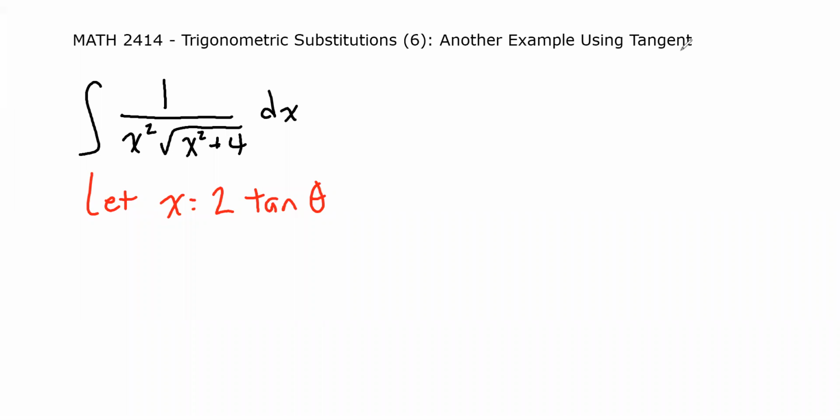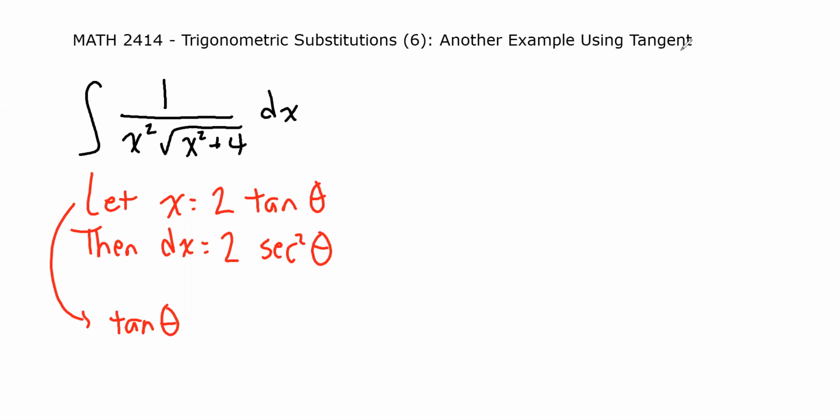If we let x equal 2 tangent theta, then we need to do 2 things with that substitution: differentiate it and draw its triangle. The differentiation is easy. The derivative of tangent is secant squared. And for the triangle, we will want to isolate the trig function. Tangent of theta is x over 2.